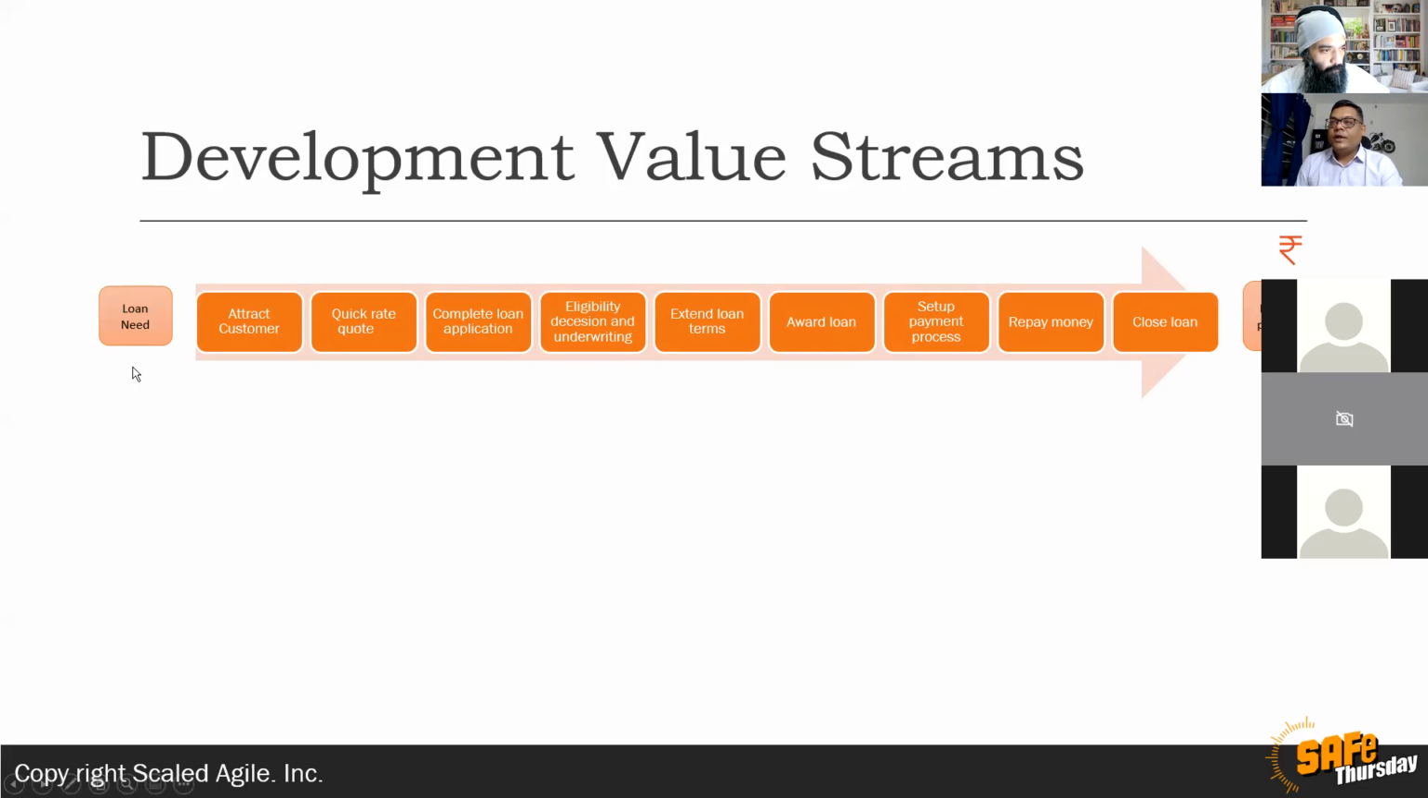And then there is a loan need, and the first step obviously is to attract customers. And then when the customers come in, we provide a quick rate quote. And then once they complete the loan application, we have an eligibility decision and underwriting. And then we take a decision whether a person, based on the data that is provided in the loan application, whether somebody is eligible for the loan. And once we find the eligibility, extend loan terms, and finally award the loan. We set up payment process, and the customer starts repaying the loan, and then finally we close the loan.